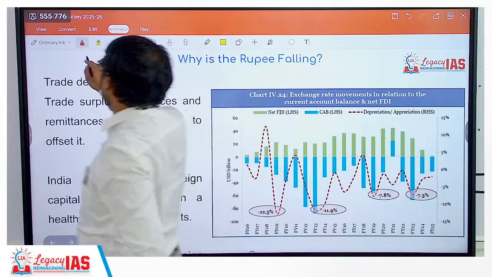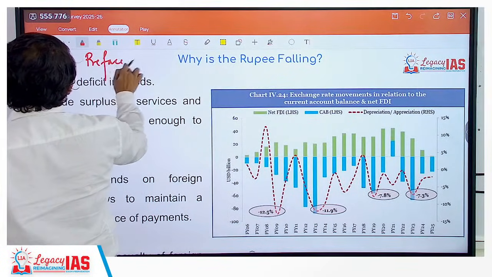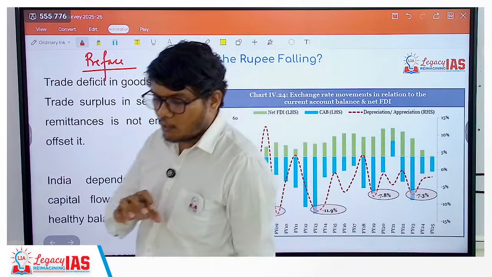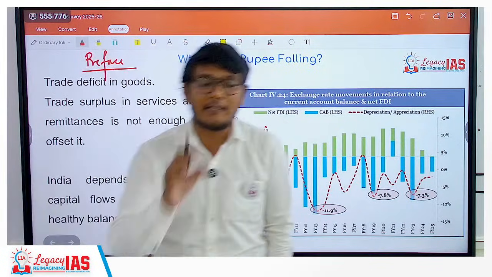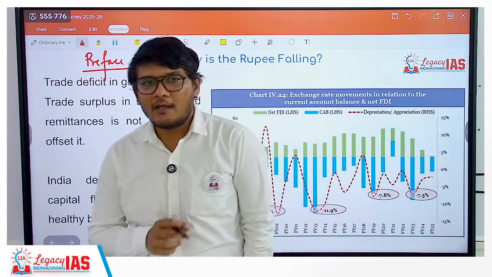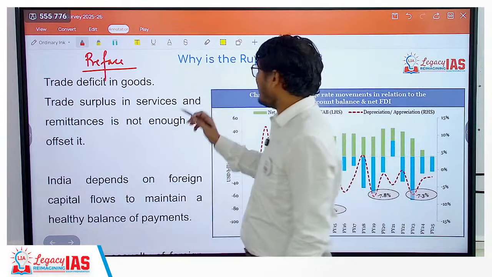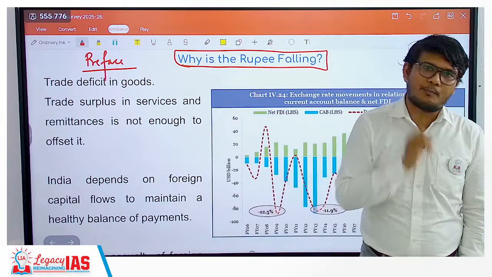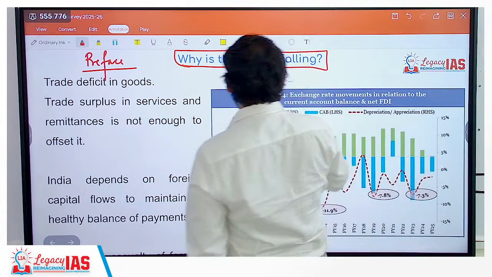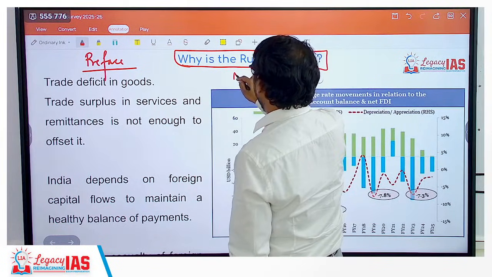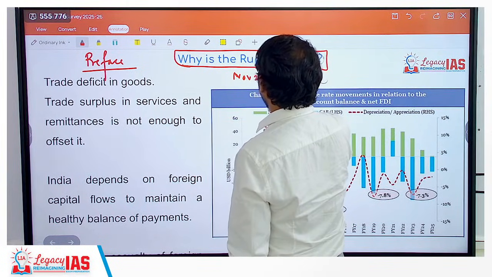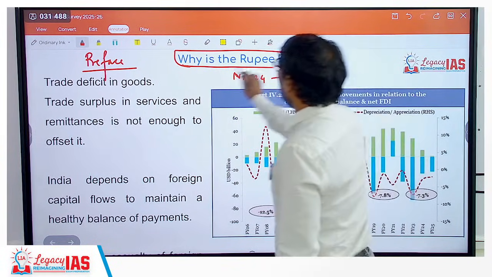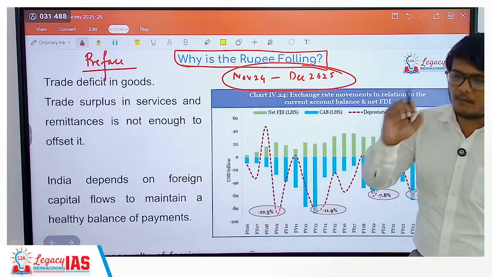Now let us come on to the preface of the economic survey. As I told, many people just directly jump onto the chapters ignoring the preface, but there are a lot of important things mentioned in the preface as well. So let us see what is mentioned there. The first thing that is mentioned is the reasoning as to why the Indian rupee has fallen. So we have seen that if you consider the time period from November 2024 to around December 2025, so approximately 1 year, or you can say 13 months.